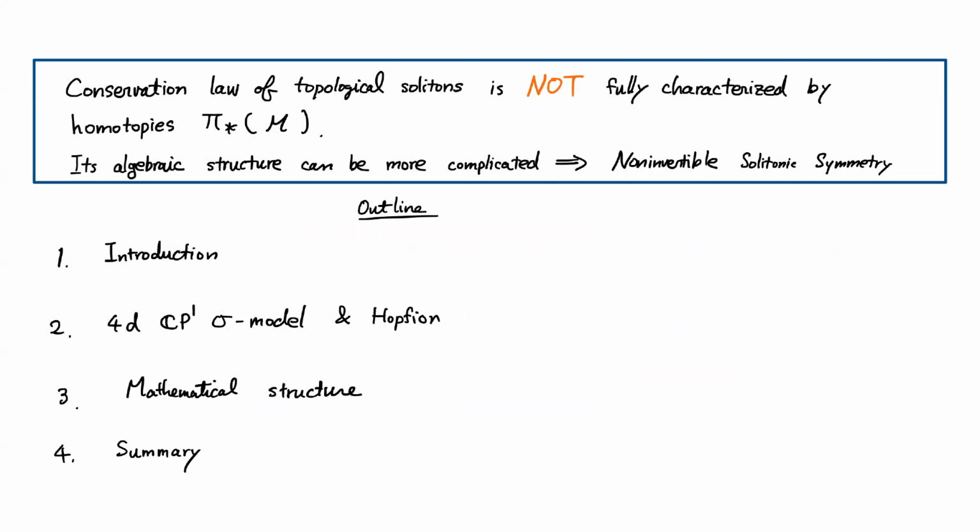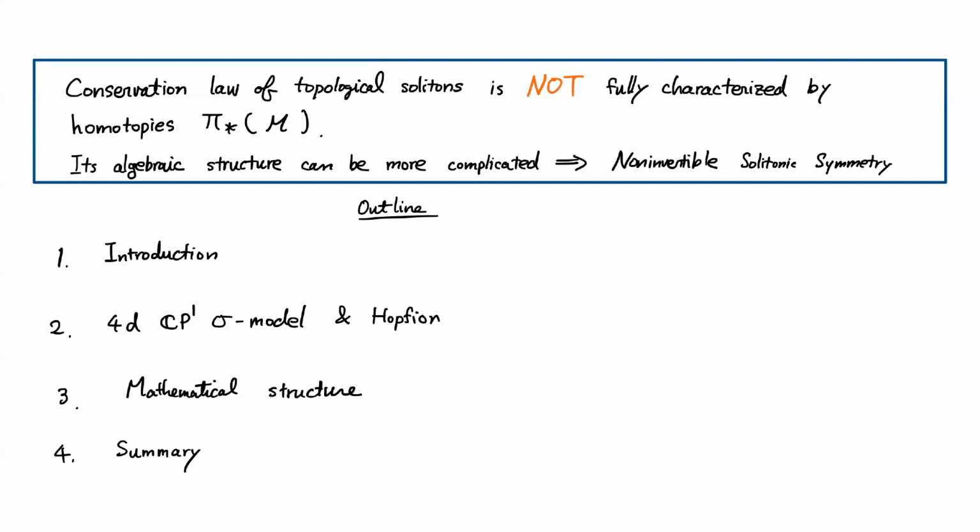The outline of my talk is that I'm going to discuss the stability of topological solitons, which is a very old problem in condensed matter and high energy physics. Traditionally, we have known that the stability of topological solitons can be classified using the homotopy group, but our finding is that this conventional wisdom is not fully correct. It actually depends on a more delicate algebraic structure if there are non-trivial interactions between solitons of different dimensions.